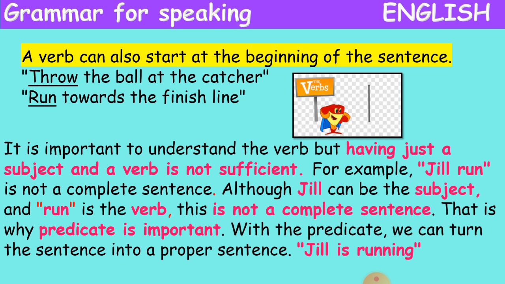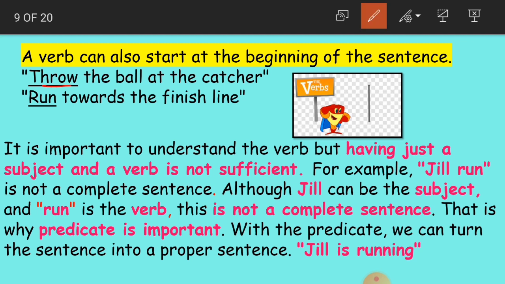See, a verb can also start at the beginning of the sentence. Sometimes a verb can also start. See here, throw. This is an action word. Throwing is an action. So, throw the ball at the catcher. Here the sentence starts with a verb. Run towards the finish line. Children, here there is no subject, because we are addressing somebody. And it gives a complete meaning also.